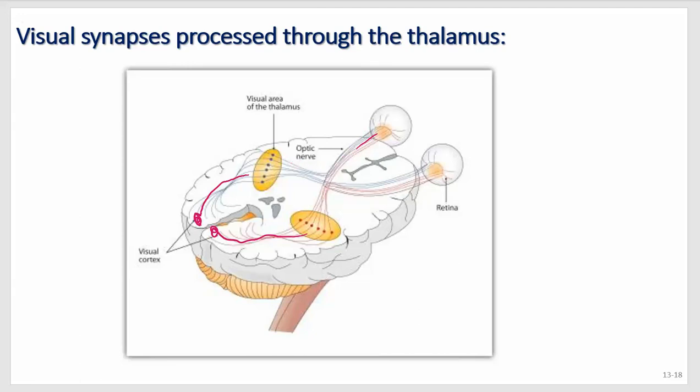I don't want to jump in too much. If you've got something coming in from this side, it's mainly processed over here, and that information actually won't cross over, and then it'll be processed over here on that side. But it has to go through that thalamus.